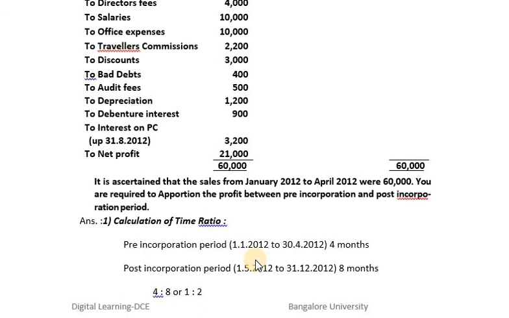Now, whenever a problem of this type is given in the examination, our first step is to calculate the time ratio and sales ratio. When profit prior to incorporation problems come, our first job is to calculate the time ratio and the sales ratio.